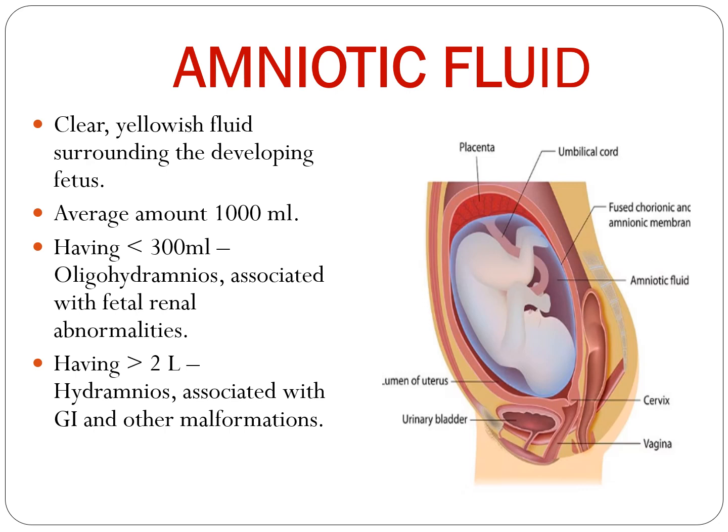So kapag oligohydramnios, kulang, okay, yung amniotic fluid, fetal renal abnormalities. Pag if it is more than, we call it hydramnios. Sa gastrointestinal naman. Don't forget the amniotic fluid. 1000 ml is the average. Clear fluid, a yellowish fluid, okay, that helps the function, isa-isahin natin.